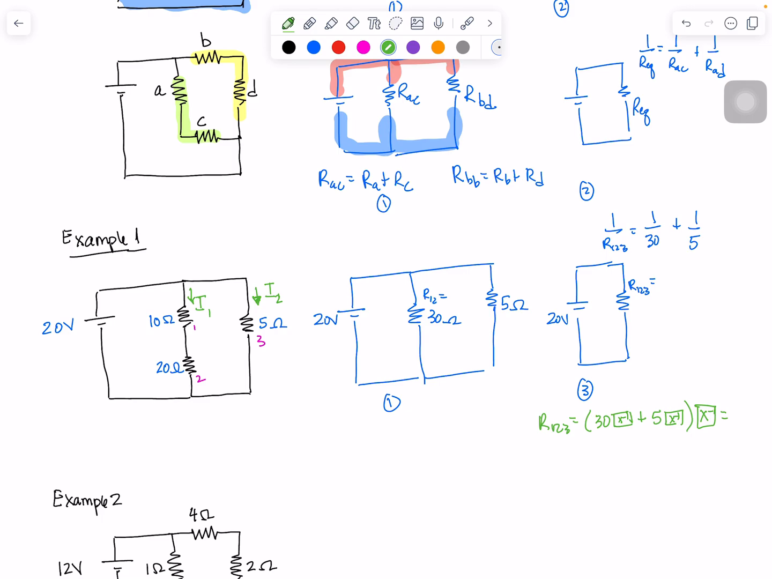All right, I get 4.3 ohms. So I'm going to do that one more time, and I highly recommend that you calculate this so that you know that you can calculate these correctly.